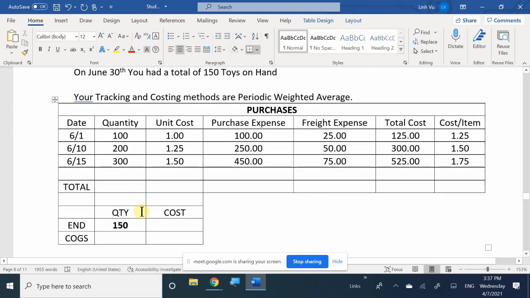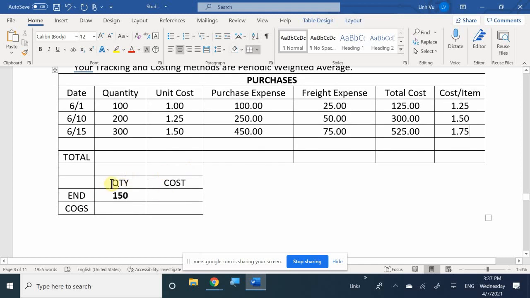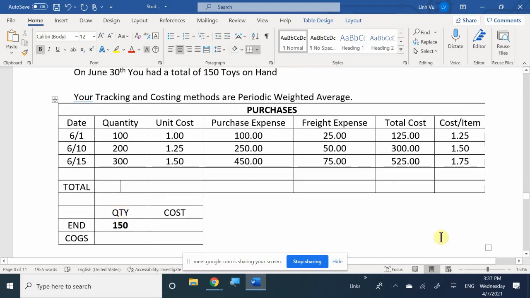So once again, on June 30th, we have the given information here that you have a total of 150 toys. I've already given you that. So what was my total again? 600 items at 800 with a freight of 150. Total cost gives you 950. So now, what do I need to do next?